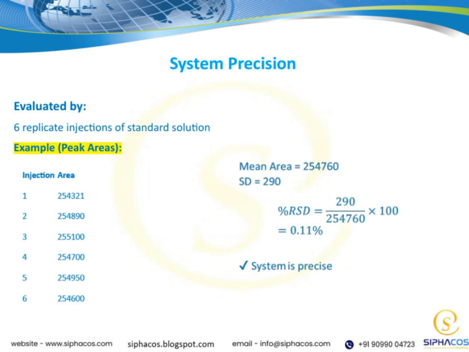When we connect this to the overall quality of our analysis, good system precision means we can trust our data and make confident decisions based on it.